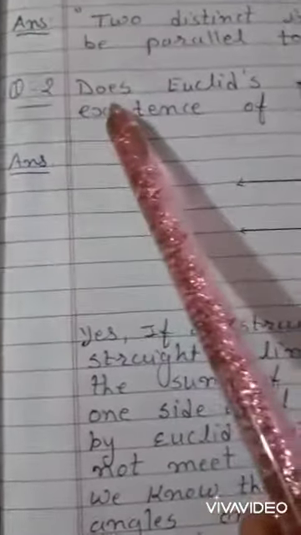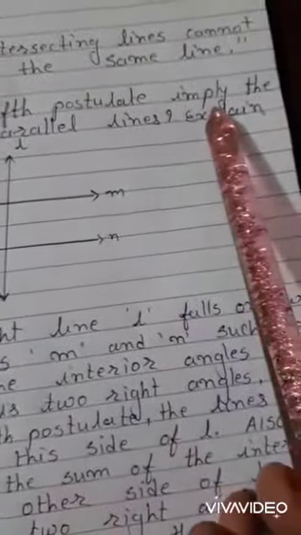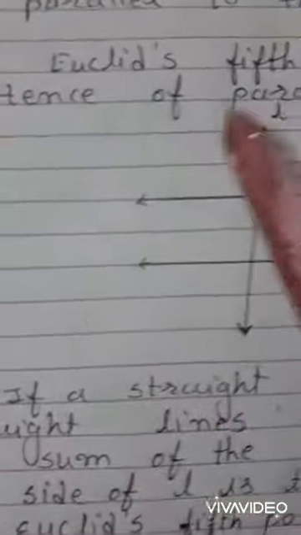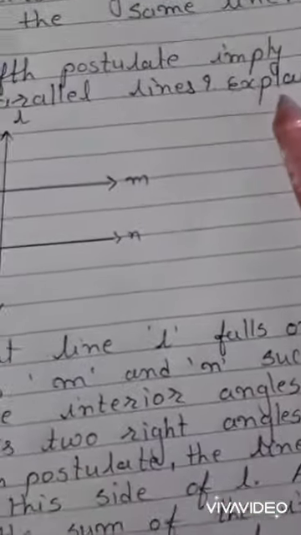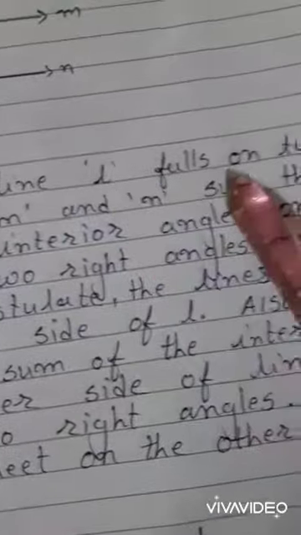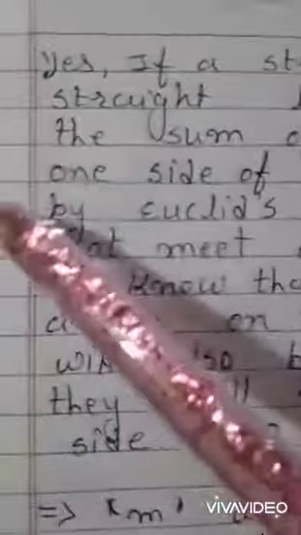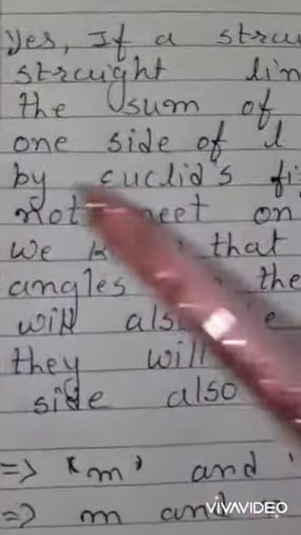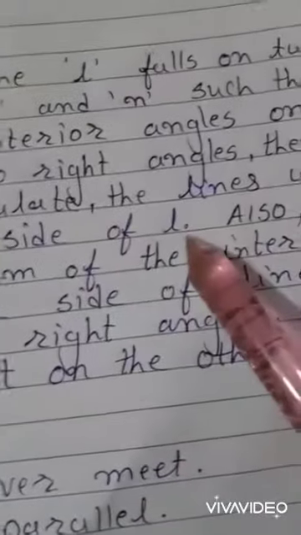Now question number 2. Does Euclid's fifth postulate imply the existence of parallel lines? Explain. Here is the given figure. Yes, if a straight line L falls on two straight lines M and N such that the sum of the interior angles on one side of L is two right angles, then by Euclid's fifth postulate, the lines will not meet on that side of L.